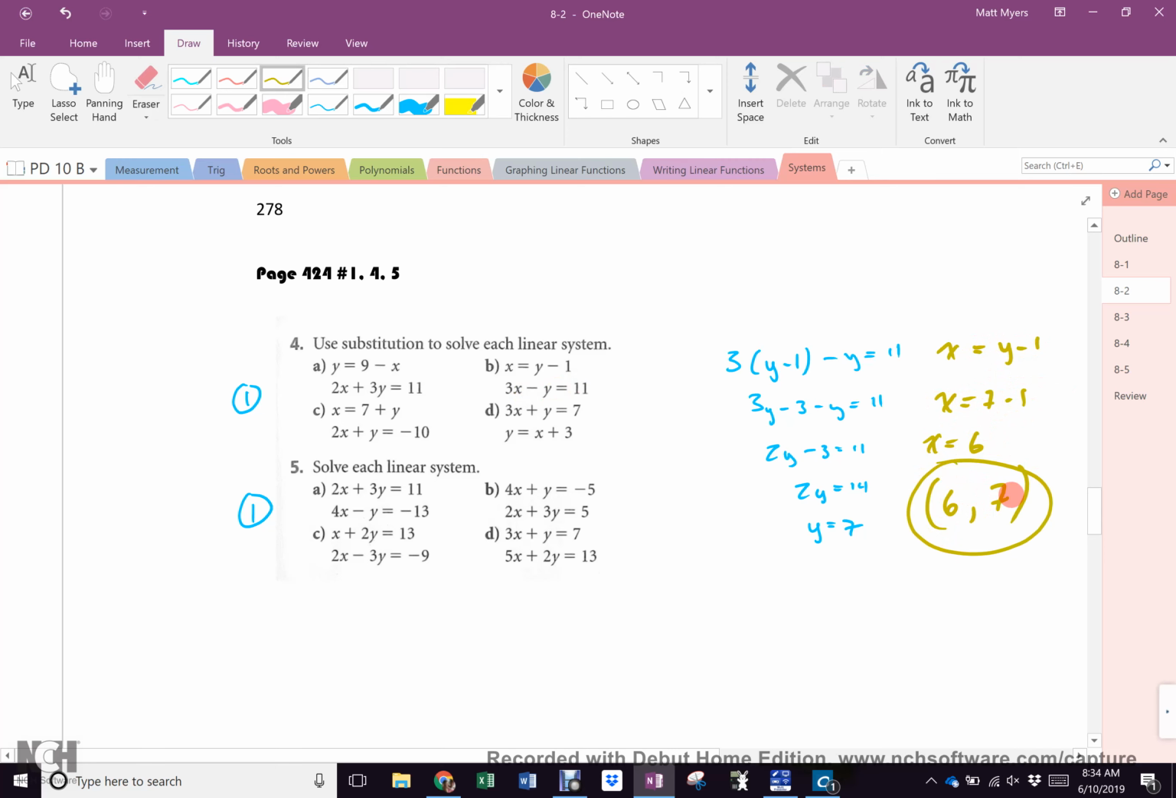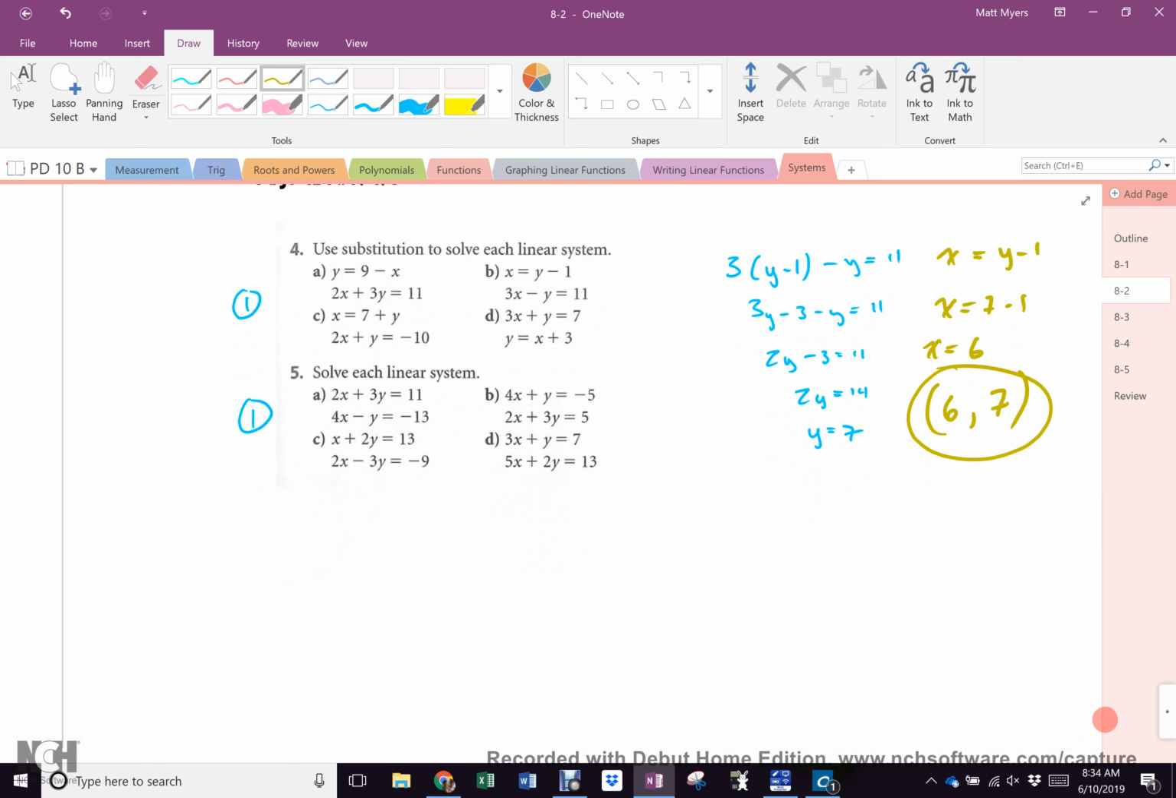There is the answer to B. Everybody good? Now we'll come down to the bottom one. Somebody say a letter. Between A and D inclusive. A.